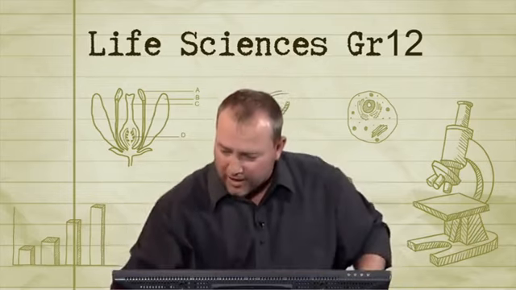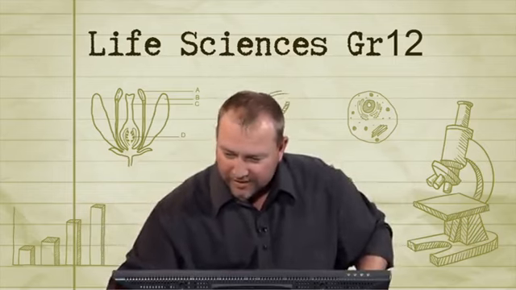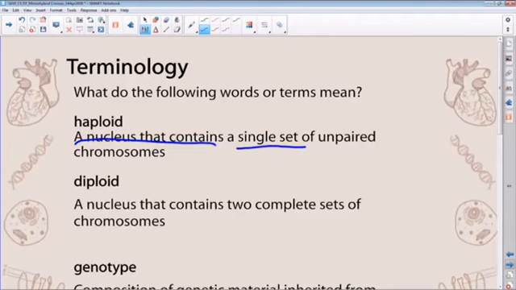Let's have a look at what we came up with. Firstly, haploid: a nucleus that contains a single set of unpaired chromosomes. Can you remember that? Okay, these are simple ones.